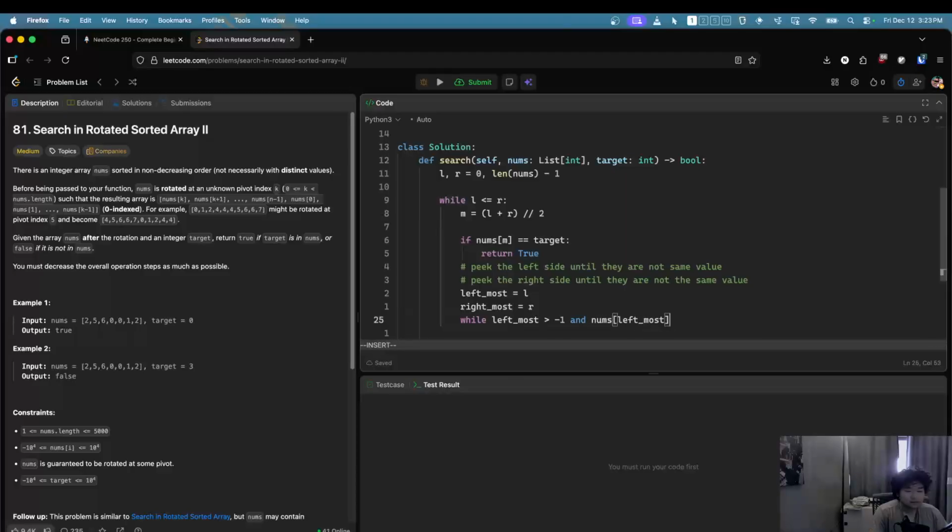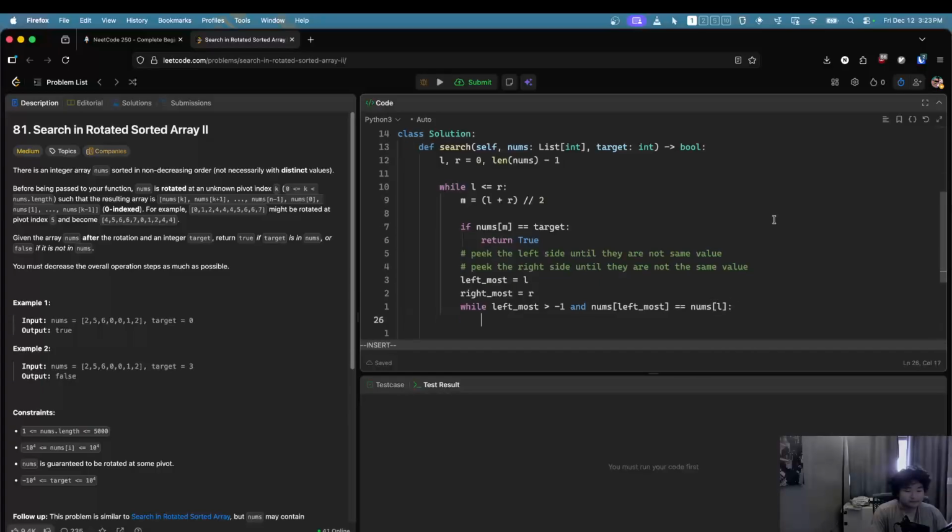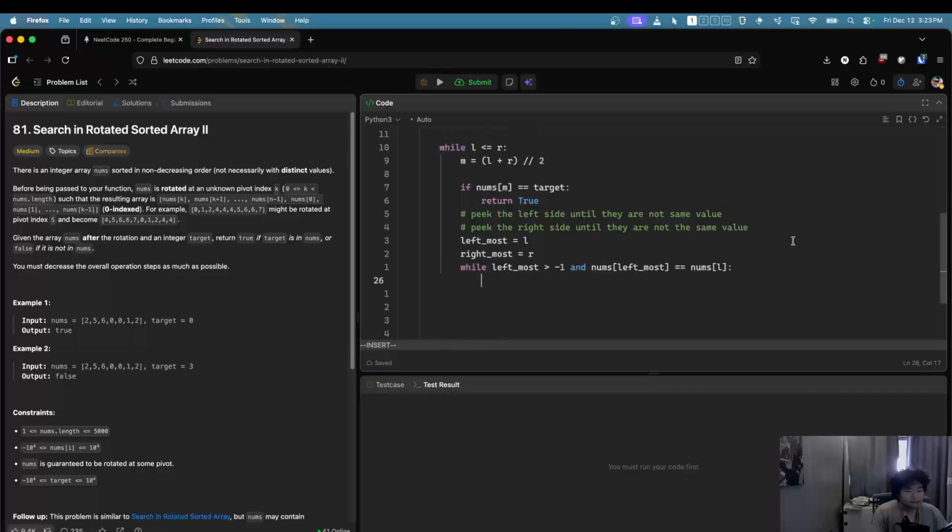And equals our nums of leftmost. Or what am I saying? Equals our current left, right? Right. Then we'll do leftmost, and we'll just increment nice like that. And we'll do the exact same for rightmost.